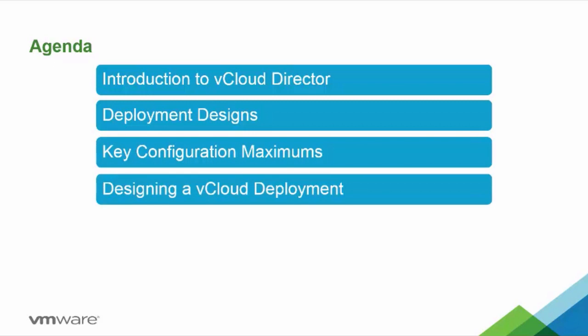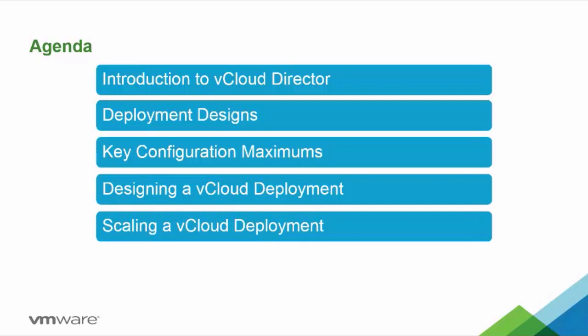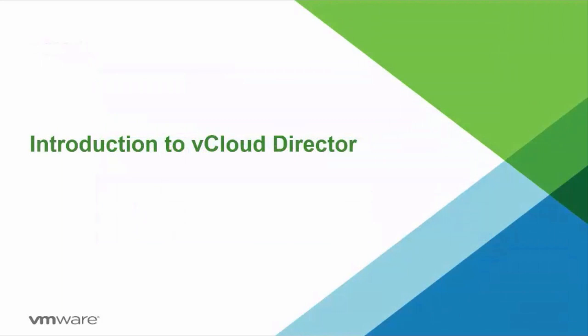Then we're going to go on to our designing section. We're going to talk about designing a vCloud deployment, and here we're going to talk about the recommendations from VMware, but also the choices that you make underneath. And then, because we've completed all of the previous areas, we're going to do a little example on scaling it out. We're going to see how all of the choices that we've made up until that point affect our ability to scale. So, an introduction to vCloud Director.